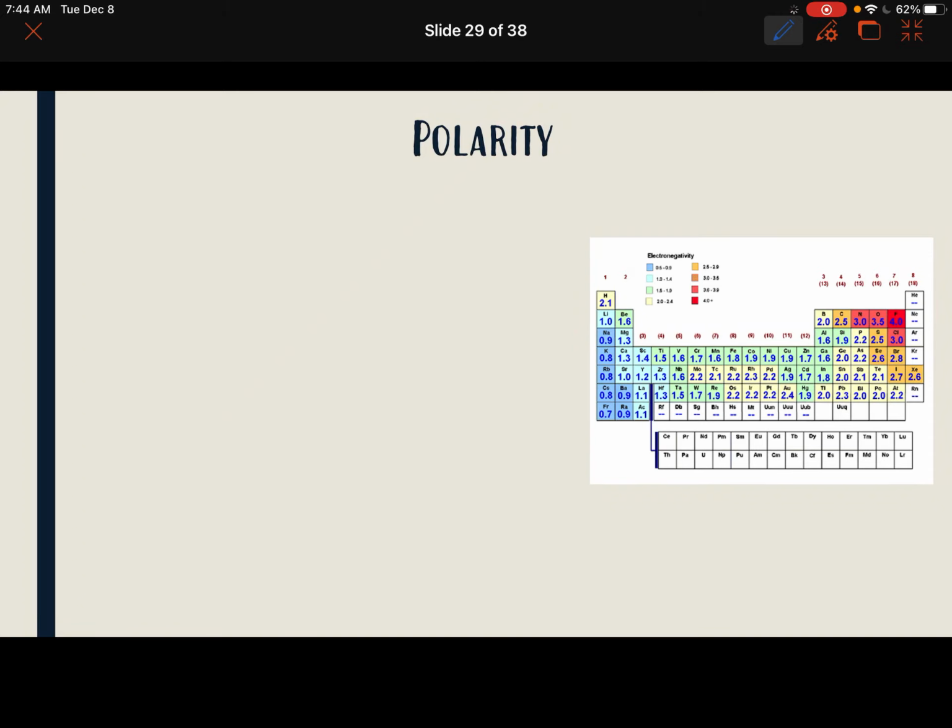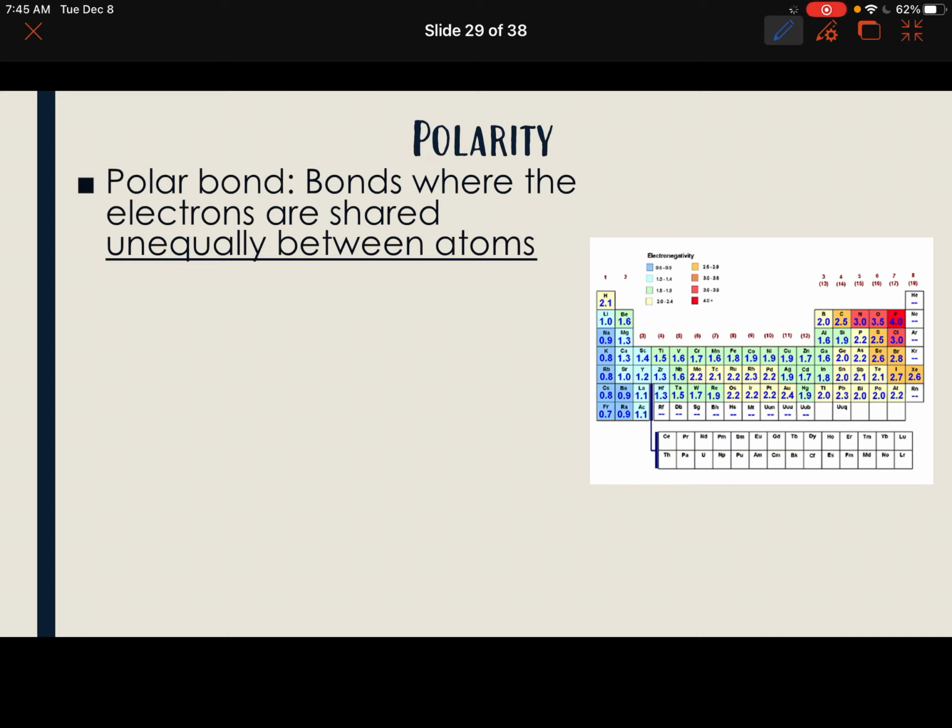Okay, so in this lecture we're going to talk about polarity. When you think of someone as a polar opposite, that means that these two people are completely different. Now, polarity in molecules means that one side may have a partial negative and one side may have a partial positive charge, and that's because of electronegativity. So polar bonds are bonds where the electrons are shared unequally between atoms. So it's bonds where maybe one atom is pulling the electrons closer to itself than the other.